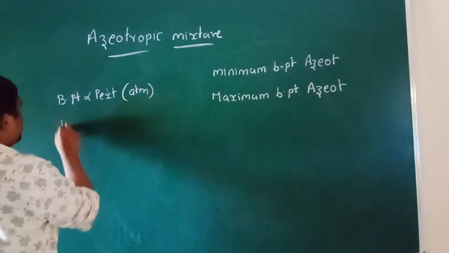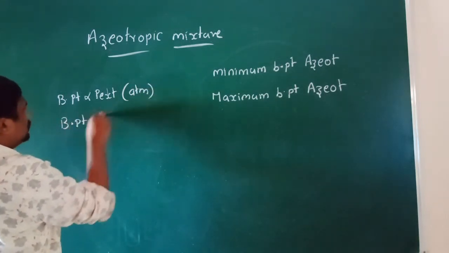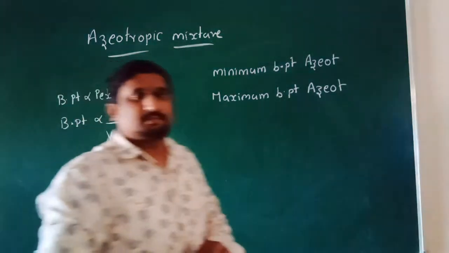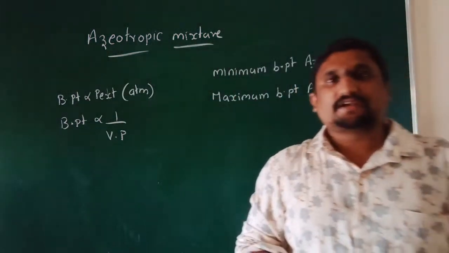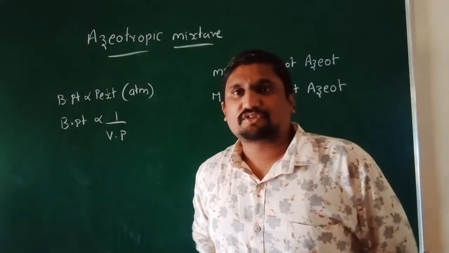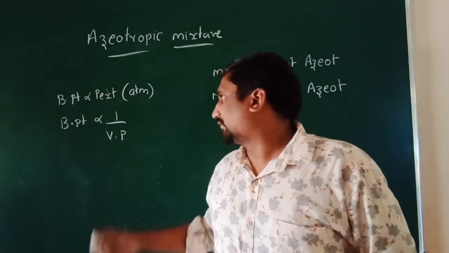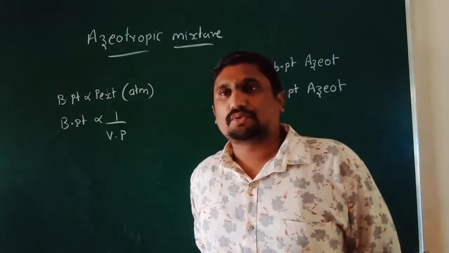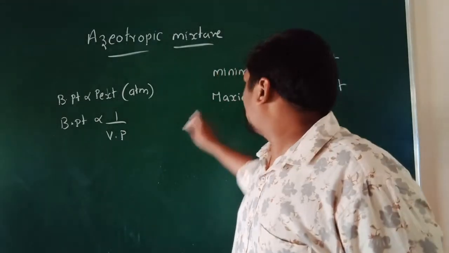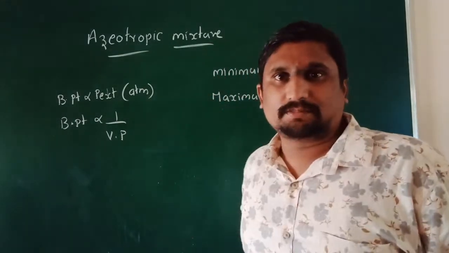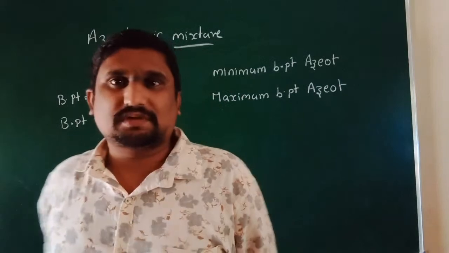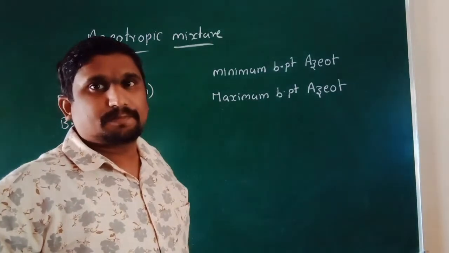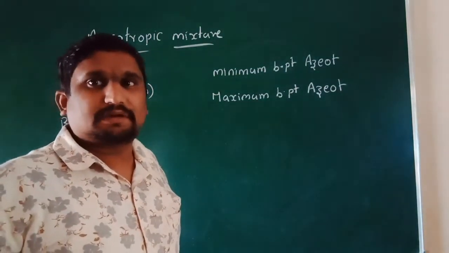And one more relationship I gave you: boiling point is inversely proportional to vapor pressure. These are the two relationships we discussed in yesterday's class. Now I am discussing the types of azeotropic mixtures. We have two types: the minimum boiling point azeotropic mixture and the maximum boiling point azeotropic mixture.